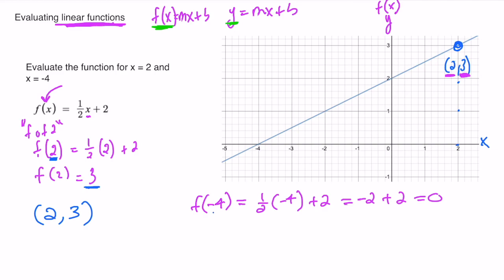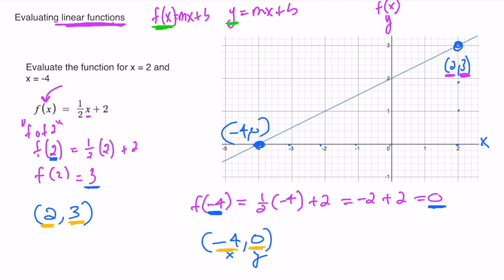So again, I plugged in -4. That's my x value. I got out 0. That's my y or f of x value. And that combination is a point. So it's -4 for x, 0 for y, and that point should be on the graph. So I'm going -4, 1, 2, 3, 4. Not going up or down because it's 0. And sure enough, right there, we are on the graph. So (-4, 0) is on our graph. And so to answer the question, when you evaluated the function for 2, you got 3. And when you evaluated the function for -4, you got 0.